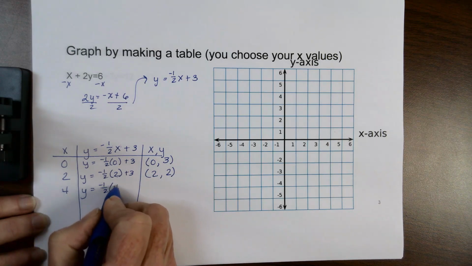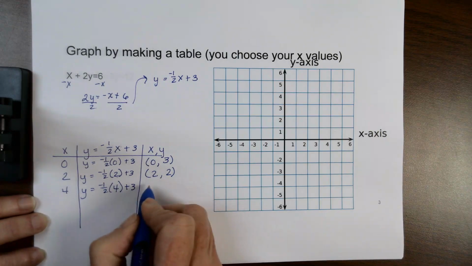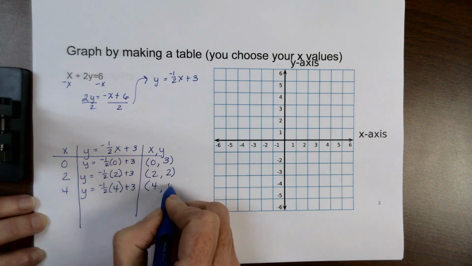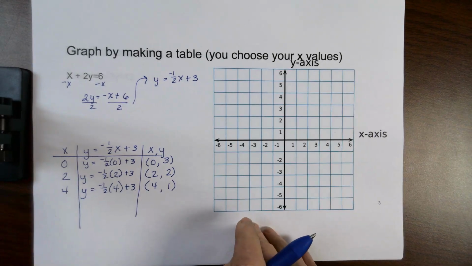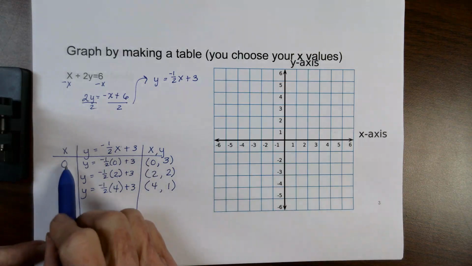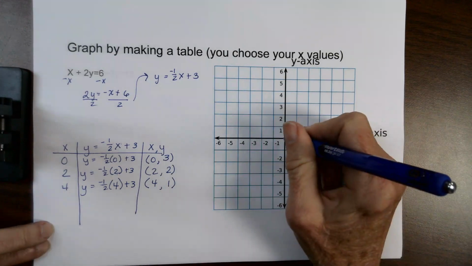And half of 4 is 2, and it's going to be negative. So I have a negative 2 plus 3, which is going to give me a 1. Now, the only thing that's been different between this section and the section before is I get to choose my own values for the x. So now I put them on my graph.